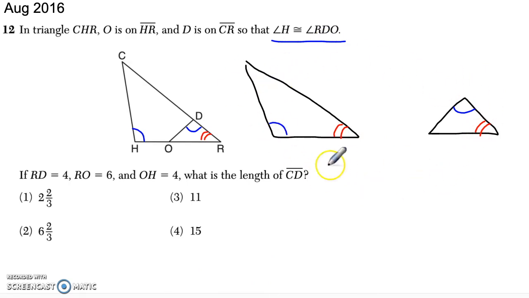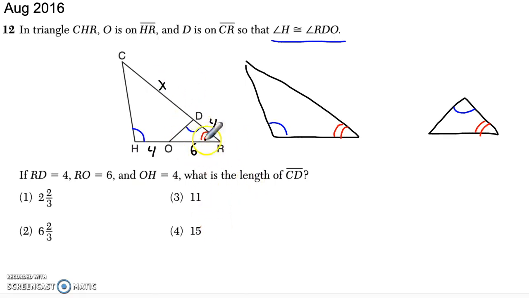So we've drawn the triangles separately. We've marked the congruent angles. Let's get all of our information into the picture here. So RD is 4, that's there. RO is 6, that's there. OH is 4, right there. What's the length of CD? So I'm looking for CD. I'm going to call that one X.